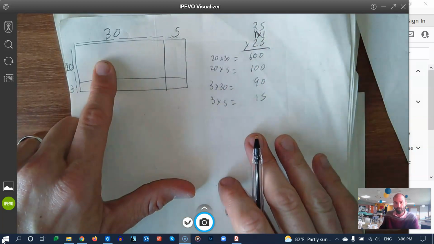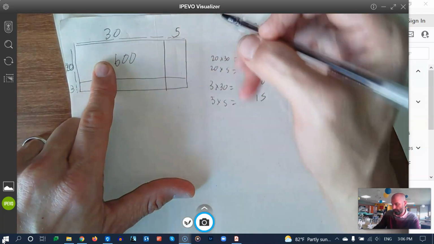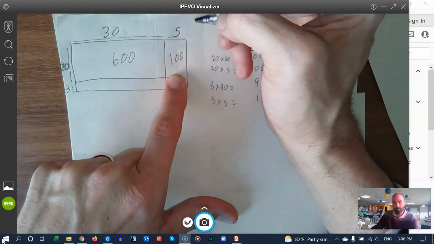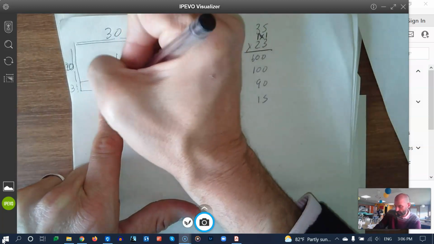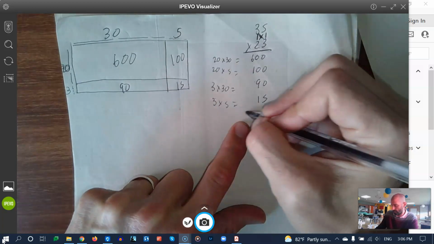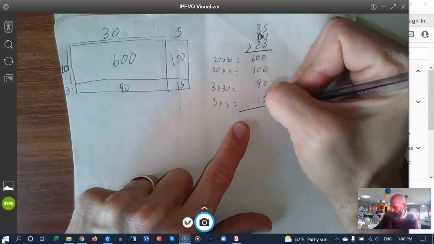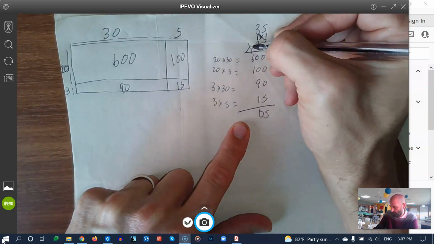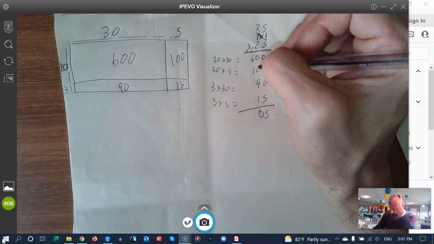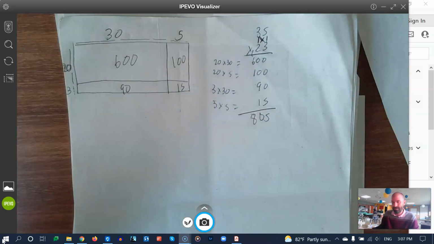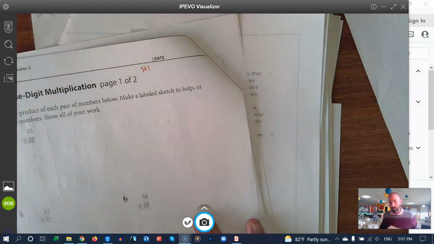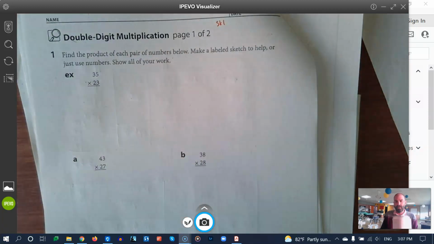So again, this is 20 by 30, we have 600 here; 20 by 5, 100 in this area; 3 by 30, 90 here; 3 by 5, 15 here. We add everything up: 5, 10, 1 plus 2 is 3, plus 6 is 9, plus 1 is 10, so 805. You should have that written here as your example.